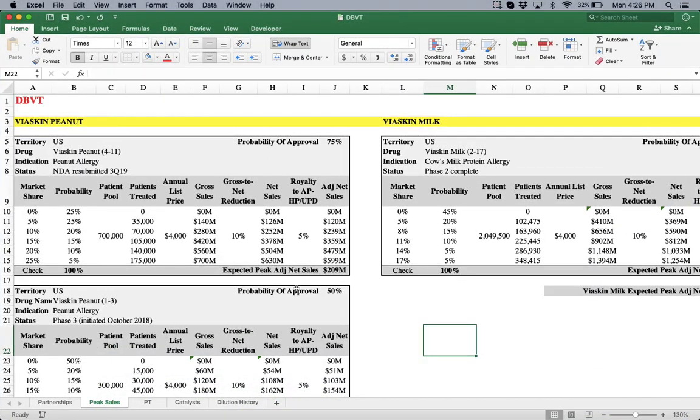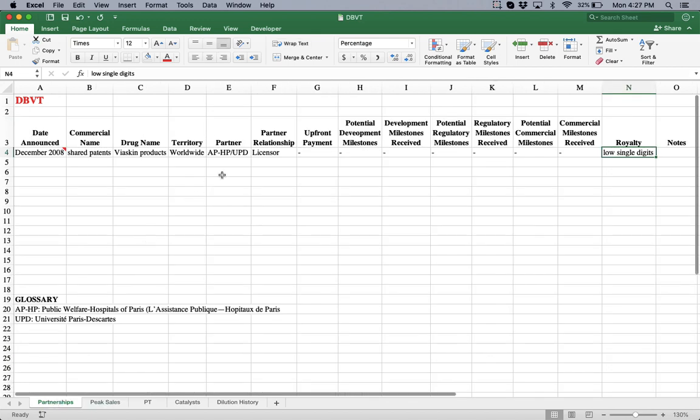All right, so this first tab, the partnerships, here's where you want to list whether the company is owed or will be owed any type of milestone payments or royalties. Depending on whether they own the drug completely outright, whether they've licensed the drug from someone else, whether they're going to license the drug to someone else to have them sell it. So all of those things you need to look into.